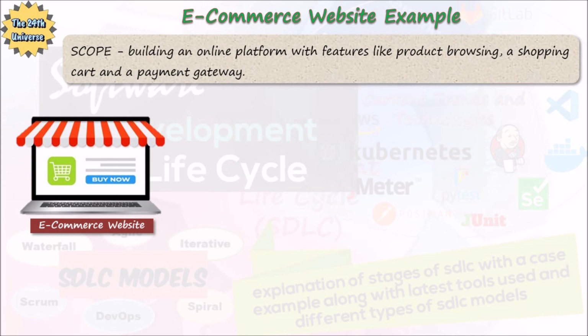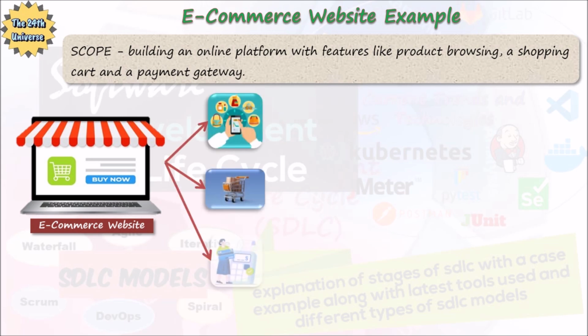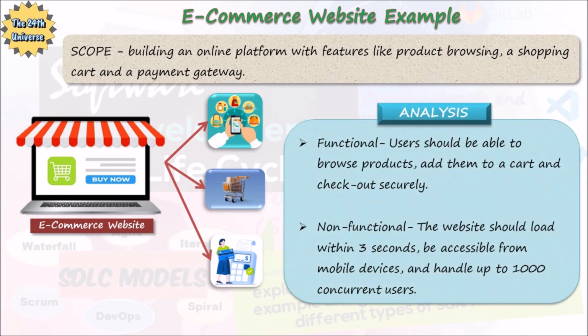Let us consider an example. Assume that we are creating an e-commerce website. For an e-commerce website, you might define the scope as building an online platform with features like product browsing, a shopping cart, and a payment gateway. The requirements might include, functional: users should be able to browse products, add them to a cart, and check out securely. Non-functional: the website should load within 3 seconds, be accessible from mobile devices, and handle up to 1000 concurrent users.